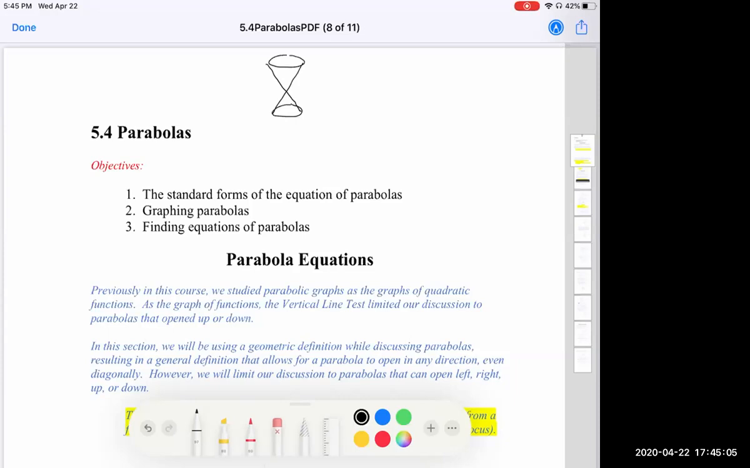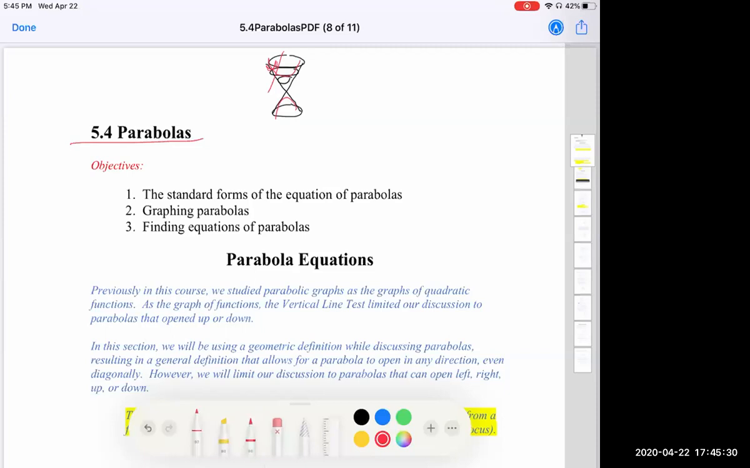So you can run it across, and if it's even, you get your circle. You can make it wider, you get your ellipse. If you run it vertically up and down, you get your hyperbolas. And if you run it to the side, then you have only a parabola. And this is our last section, 5.4, parabolas.